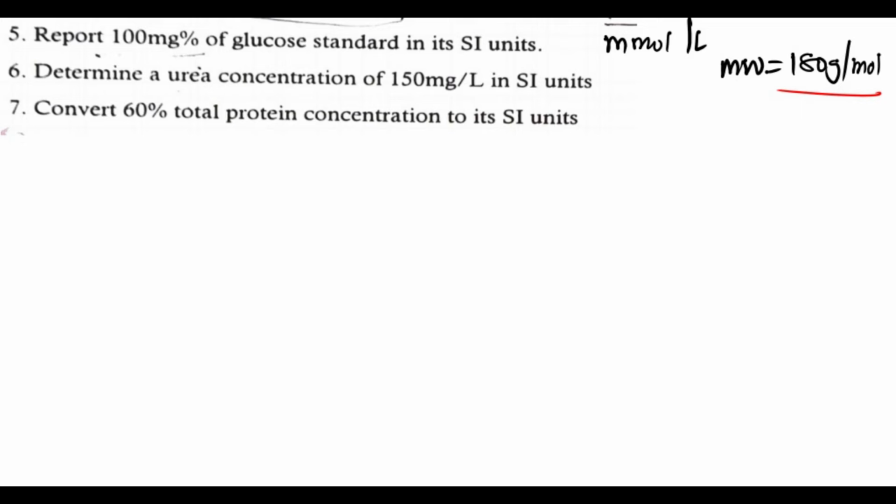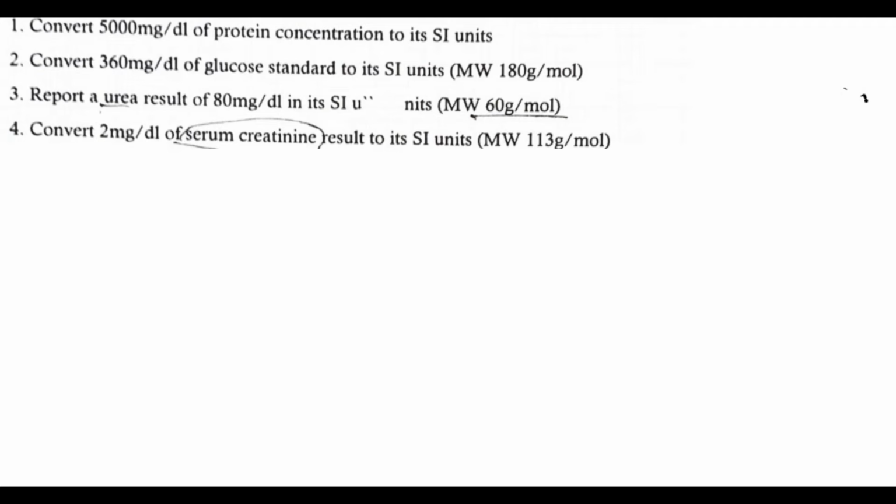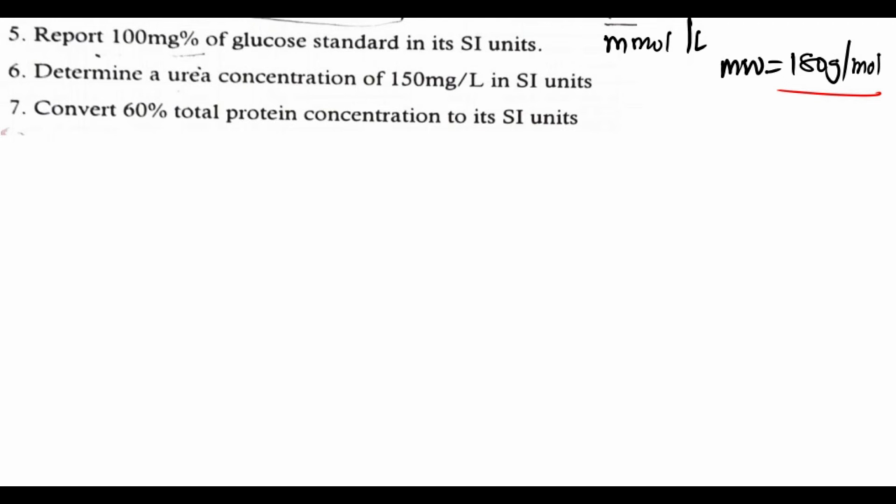So the SI unit should be the same as the one we were doing for glucose, which is millimoles per liter. But we have not been given the molecular weight. You go back to the one for glucose, where is it? Urea, it's this one. Question 3 is 60. So I'm going to use 60 grams per mole as the molecular weight.